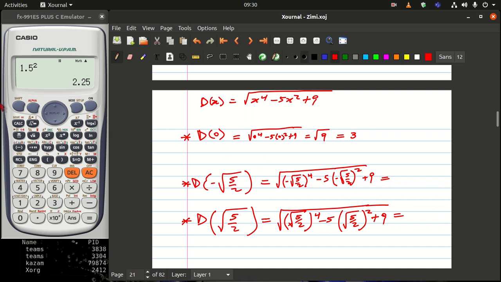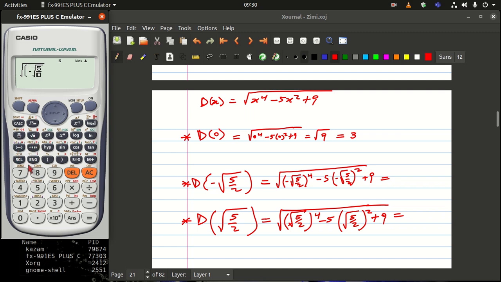But let's work it out. I have a square root. I have the negative square root of 5 over 2. And then of course I want to raise this to the power 4, and then from there I want to subtract 5, and then inside I have a negative square root of 5 over 2, and then of course I am going to square it up, and then I have a plus 9 there. The answer that I'm getting here is 11 over 2. Is that possible? Let me look into it.